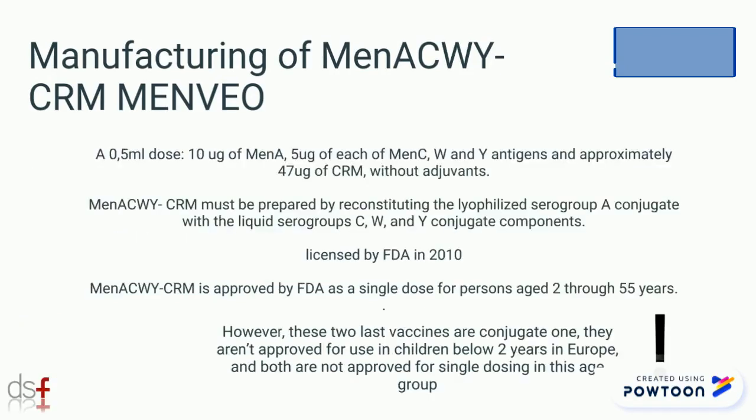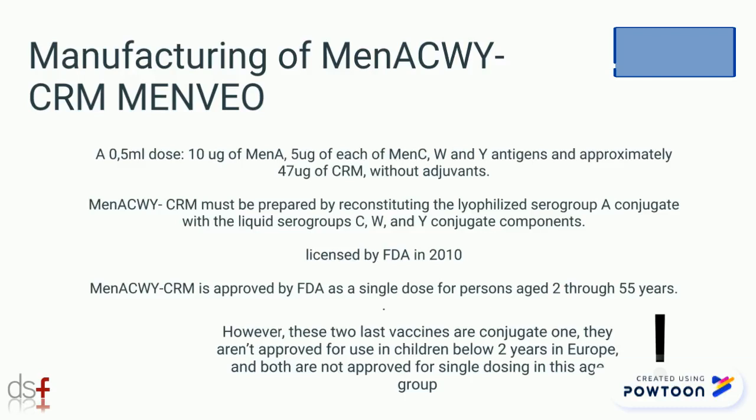A 0.5 ml dose of this vaccine contains 10 nanograms of Men-A antigen, 5 nanograms of each of Men-C, W and Y antigens, and approximately 37 nanograms of CRM without adjuvants. This vaccine must be prepared by reconstituting the lyophilized serogroup A conjugate with the liquid serogroup C, Y, and W conjugate components, and was licensed by FDA in February 2010.